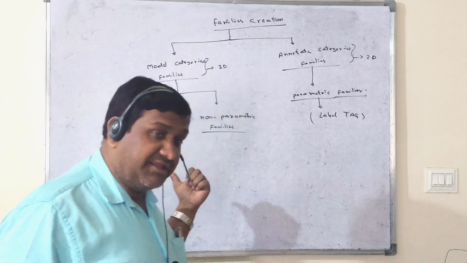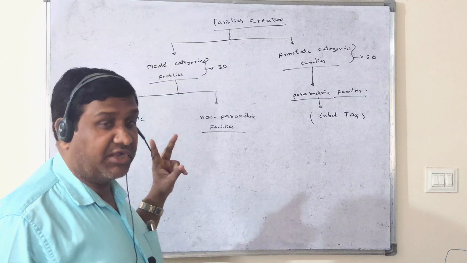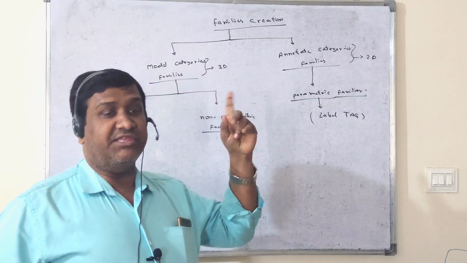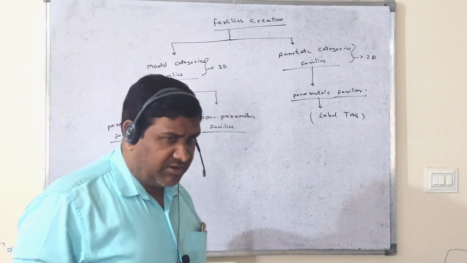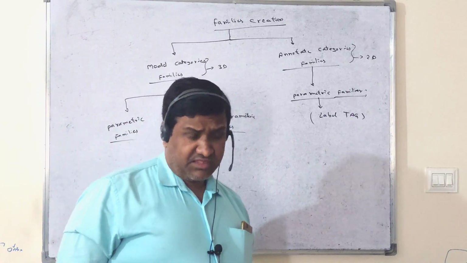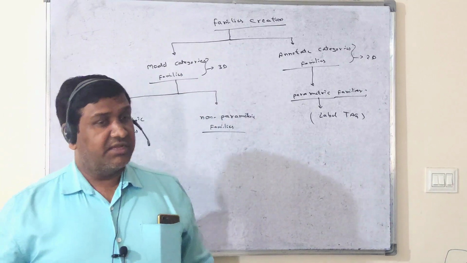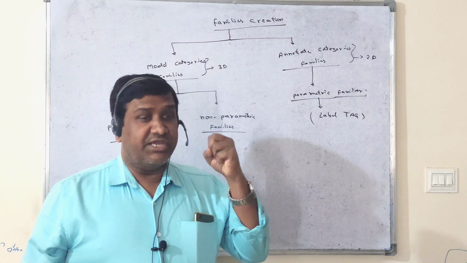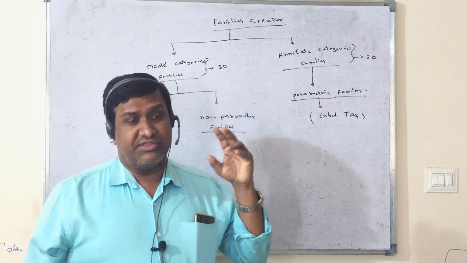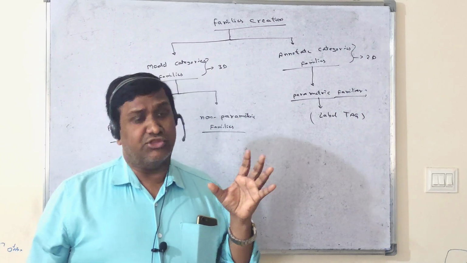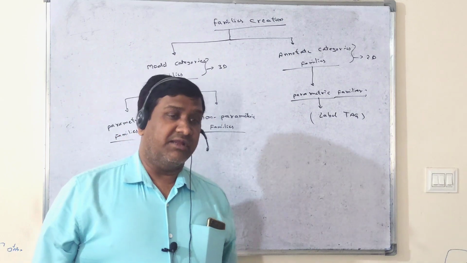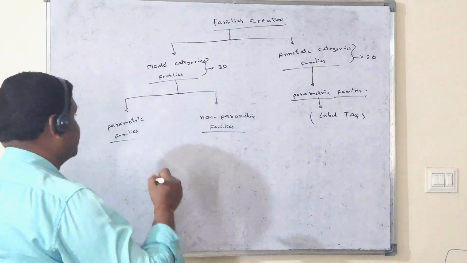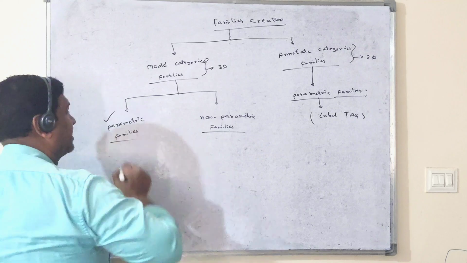But in model categories, when we are going to create the families, there will be two types. One is parametric and the other is non-parametric. Because when we go into any project and create any families, we create them in two ways. For some projects we can create non-parametric, and for some projects we can create parametric. But in most projects we have to work with parametric only.